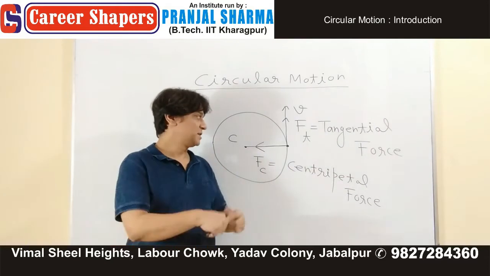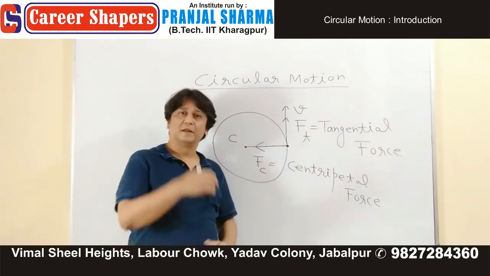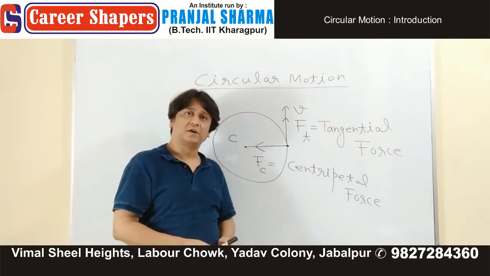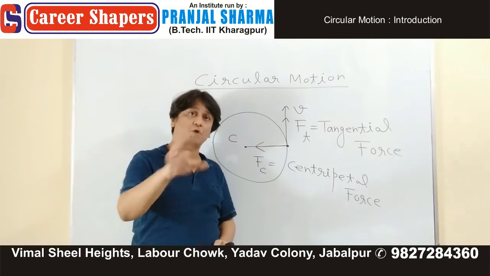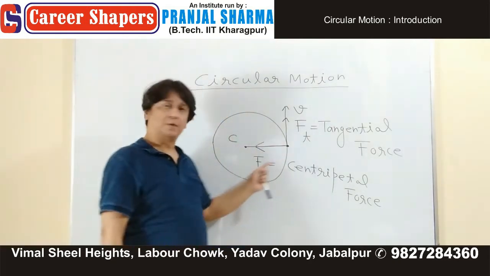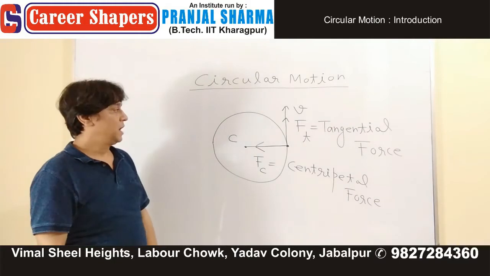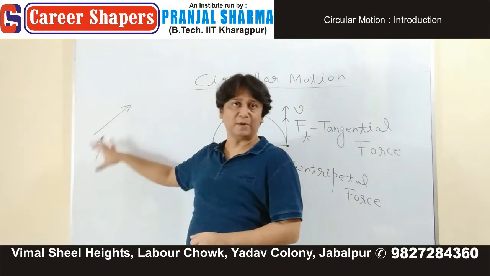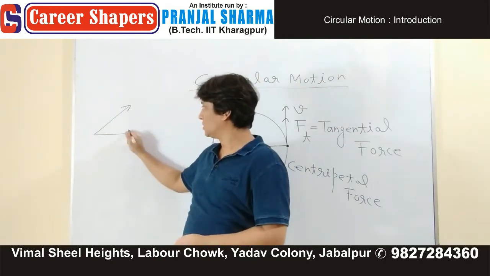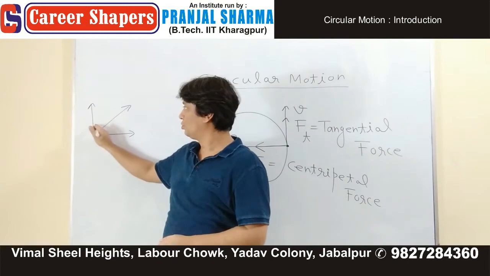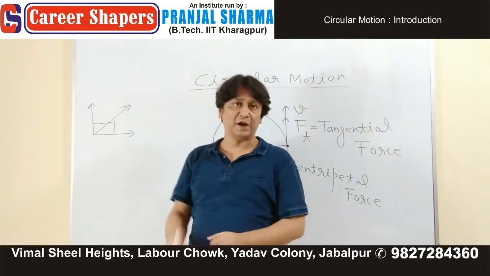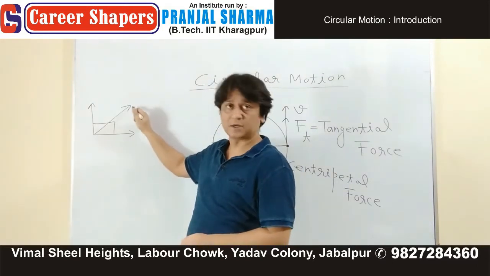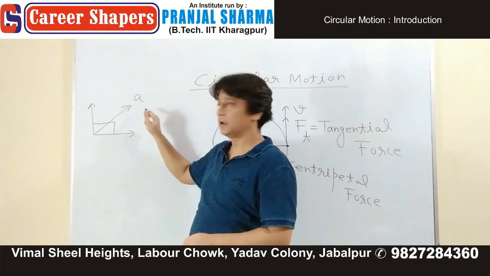अब बोलोगे सर हमें कैसे पता कि भाई एक फोर्स इधर है एक फोर्स इधर है? नहीं पता अपने को, लेकिन अपने को एक चीज पता है कि किसी भी वेक्टर को which is in a two-dimensional plane, circular path is what? Two-dimensional, and therefore any vector in a two-dimensional plane can be resolved into two mutually perpendicular components. So suppose somebody says that this is a vector, say A.